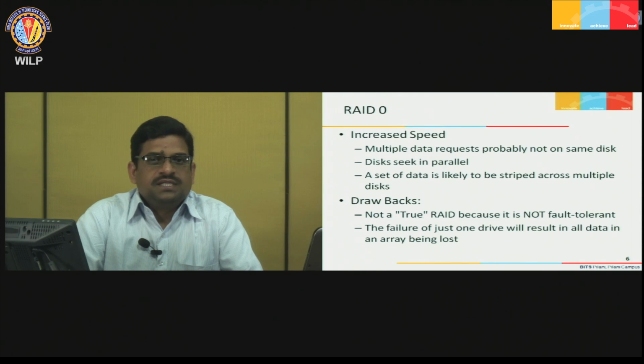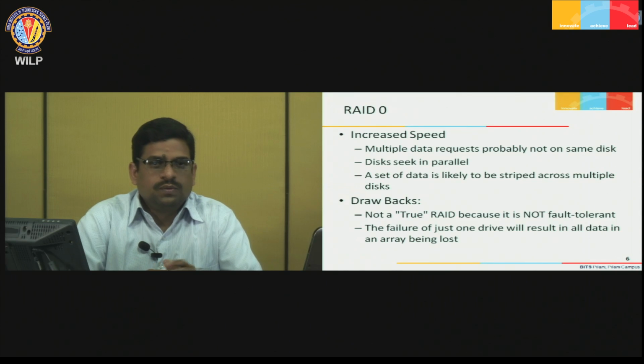Disks can seek in parallel, and a set of data is likely to be striped across multiple disks. So, that is how the data is mapped in RAID 0. What is the drawback now? It is not a true RAID, because no fault tolerance is there. Second, the failure of just one drive will result in all data in the array being lost.